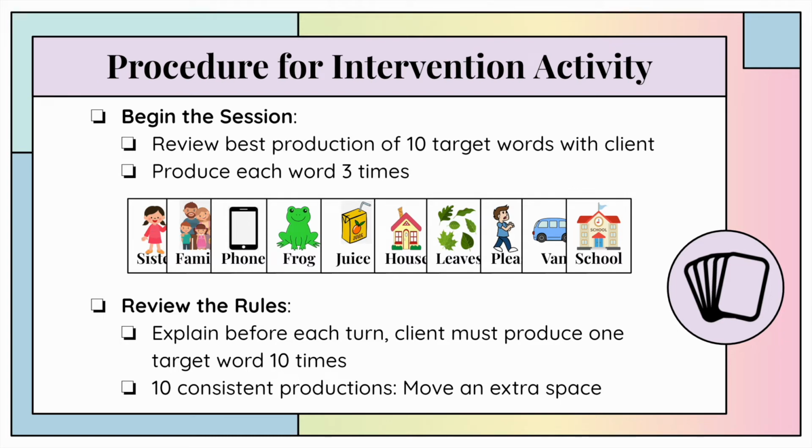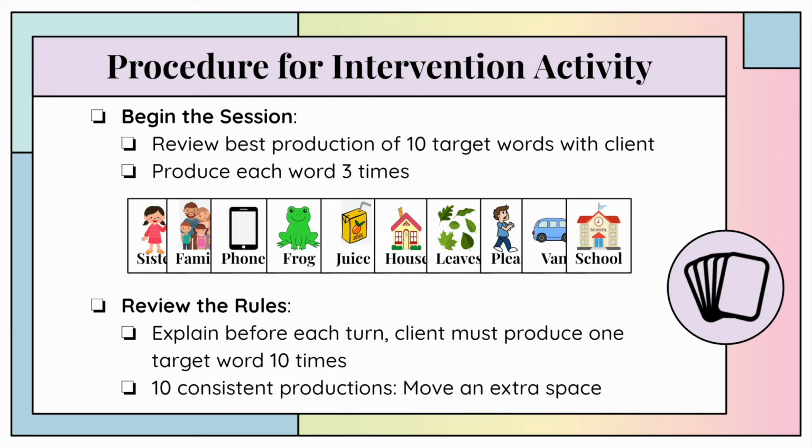To begin the session, before you start the game or the activity, you just need to review the best production of the 10 target words with the client. So this is not a test. You're not trying to take any data here. You just want to review how the words are produced with the client. And you will have them produce each word 3 times. So you can see again the word list shown on the screen there. The client would produce each of those words 3 times using the best production that the SLP had taught them earlier that week.